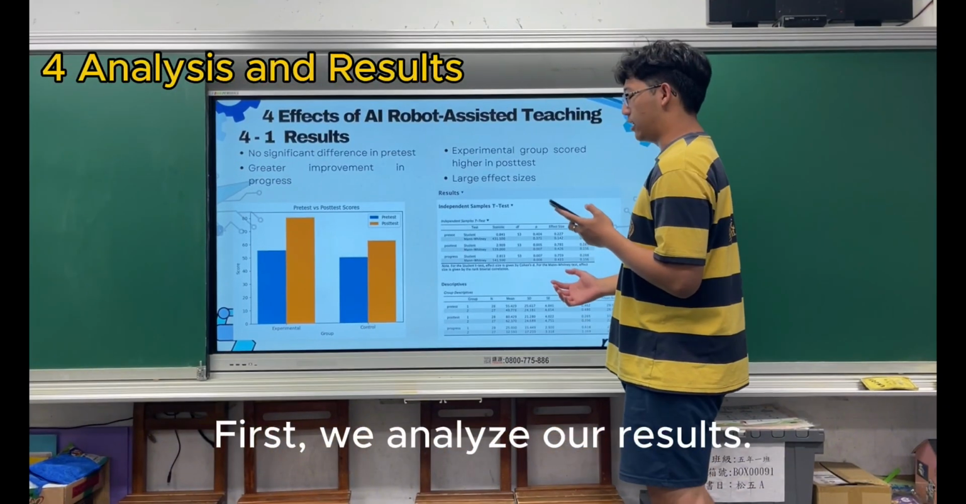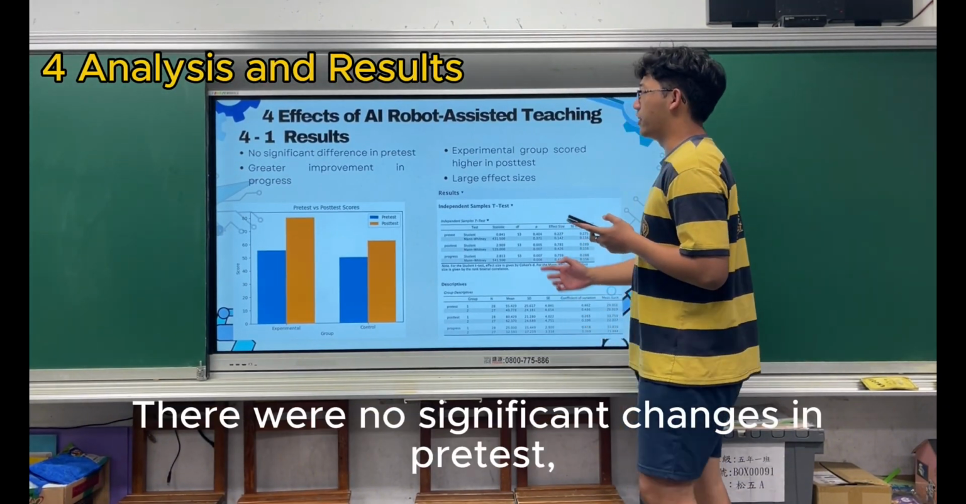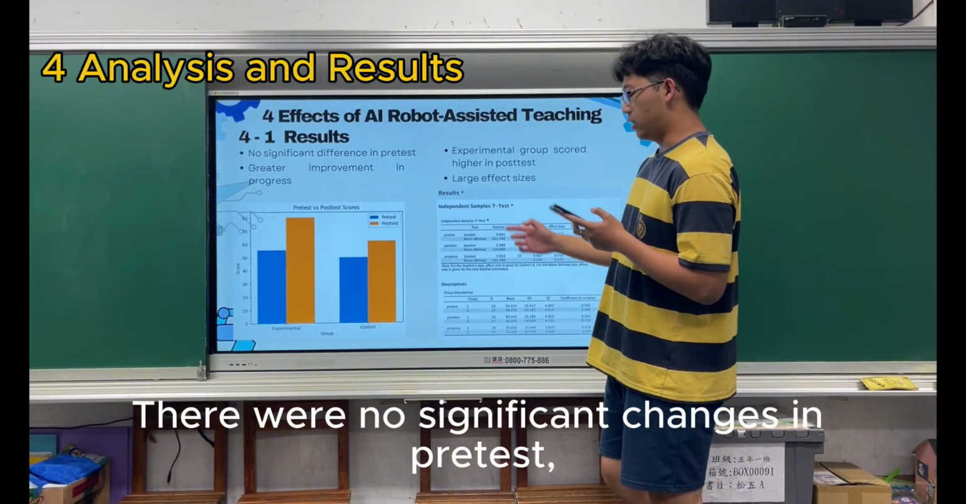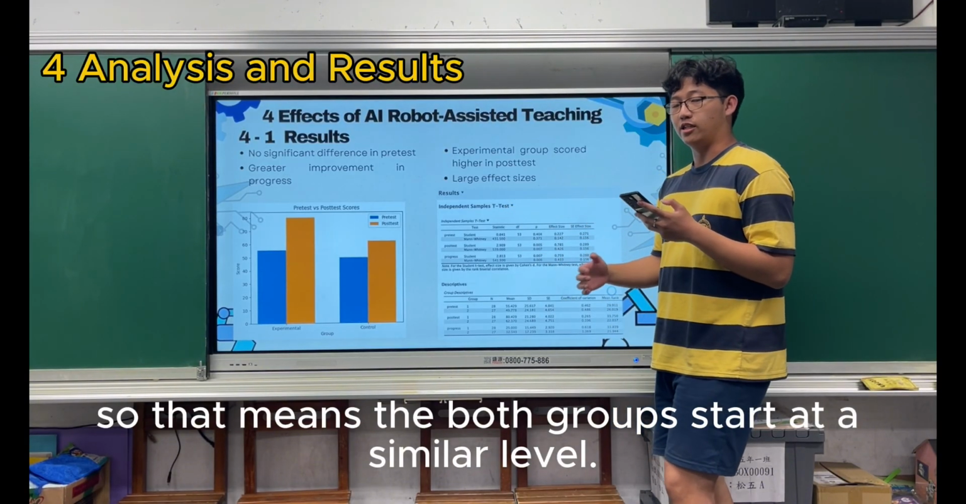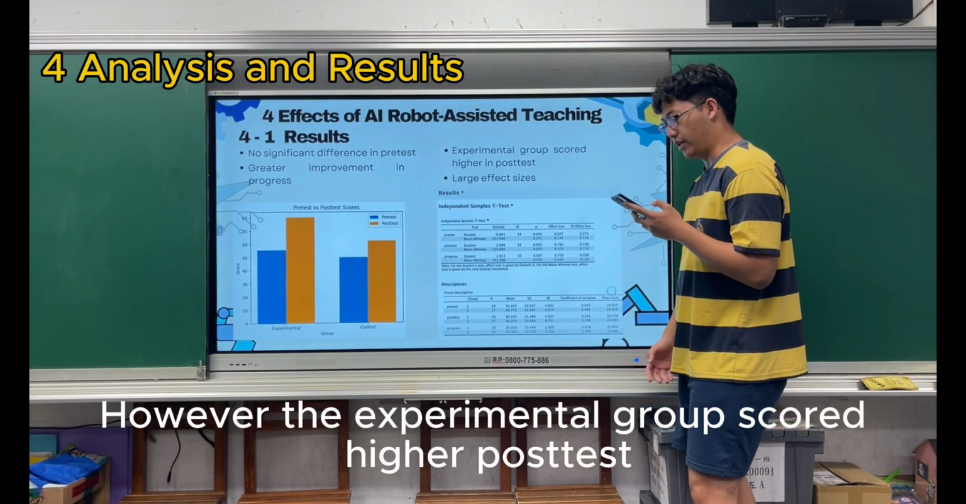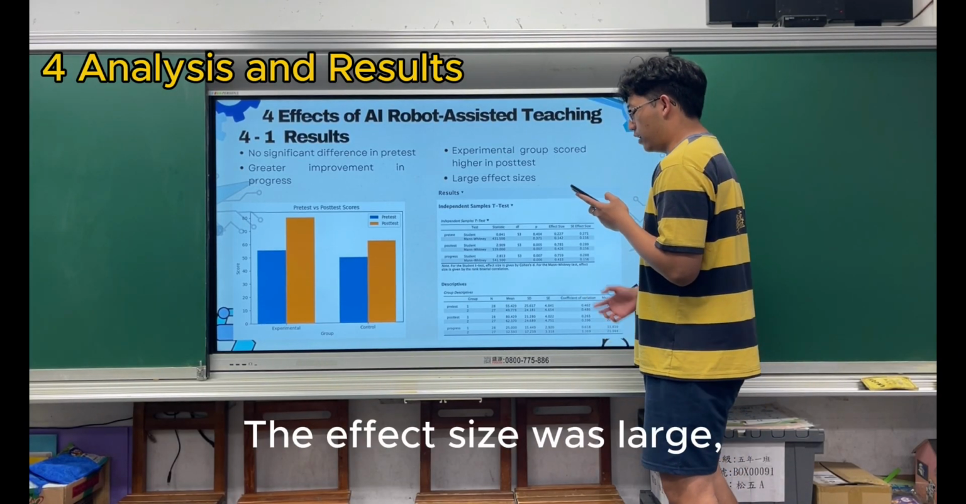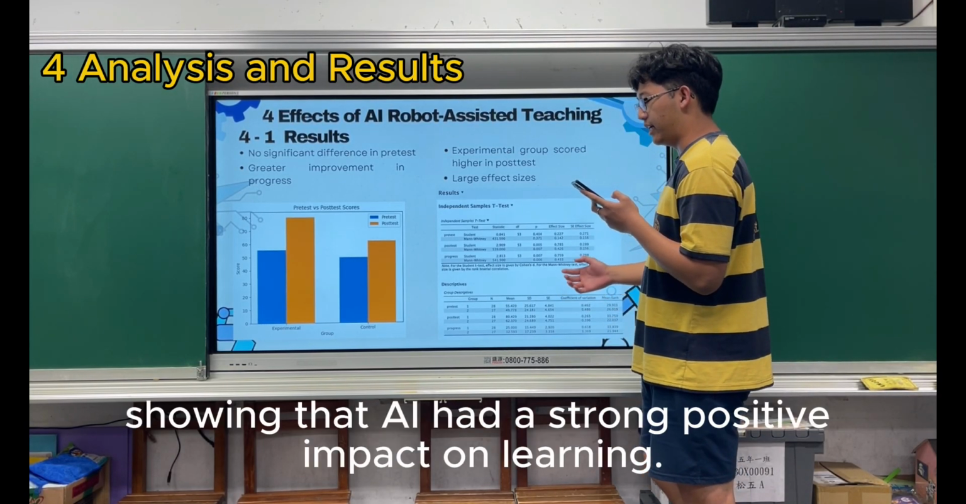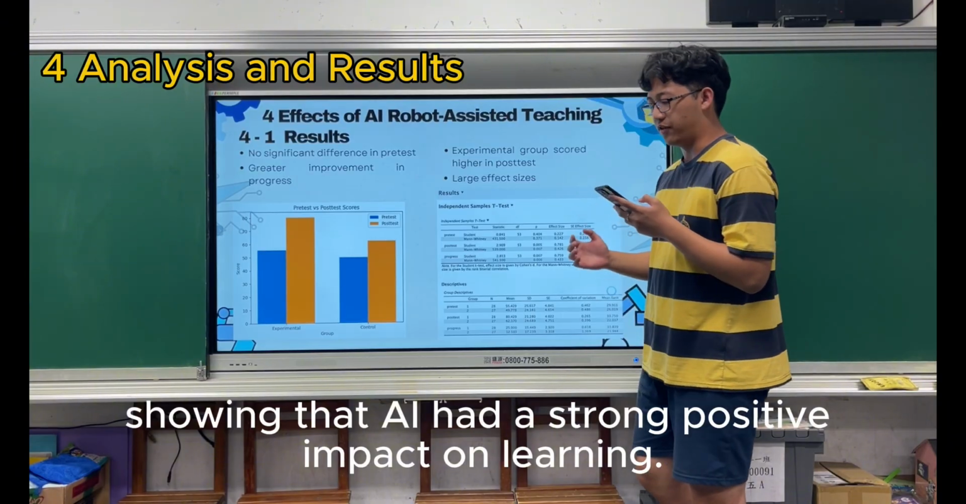First, we analyzed our results. There were no significant changes in the pretest, so that means both groups started at a similar level. However, the experimental group scored higher in the posttest and showed greater progress. The effect size was large, showing that AI has a strong positive impact on learning.